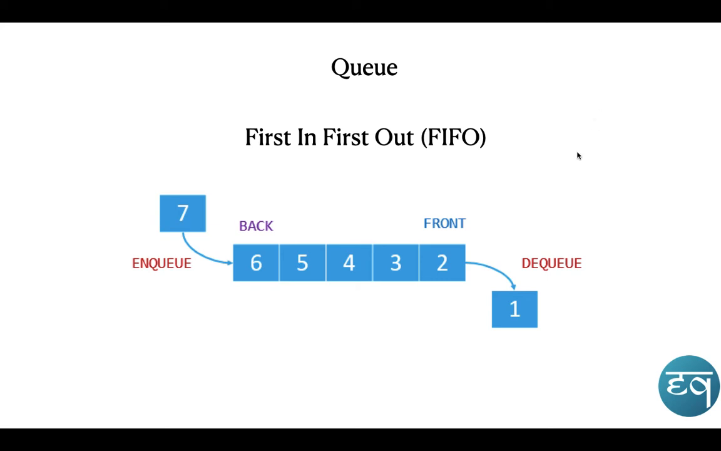Now let's see the first in first out methodology. So similarly, enqueue is adding any element to the back of the queue and dequeue is removing from the front of the queue.